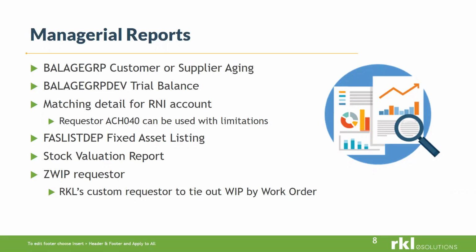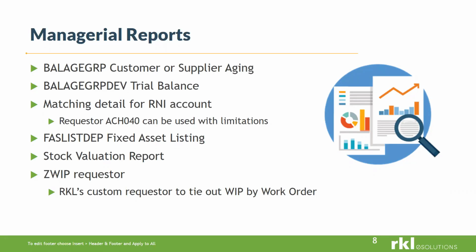You might also want to consider a requester that RKL has developed for matching the detail for your RNI account. As long as you are posting your receipts in full, so not doing any partial receipts, that requester should work for you. We also have in the fixed asset module a FAS list depth report for your fixed asset listing.